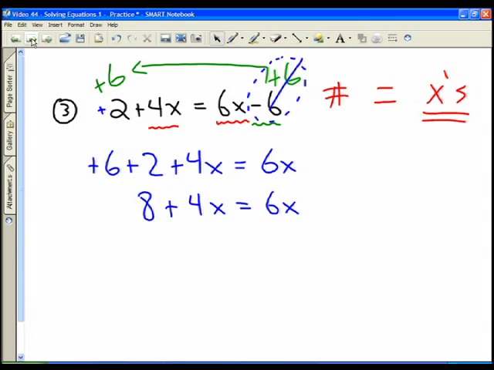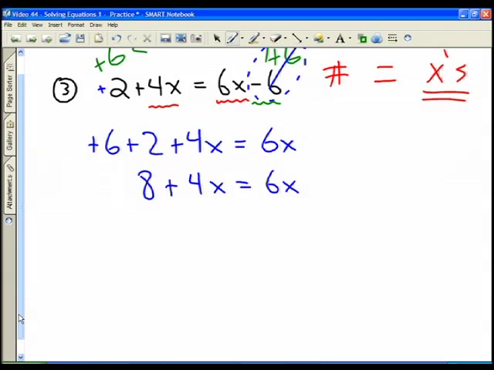And now I have to get all the x's on one side. In order to get all the x's on one side, I've decided the right-hand side is where my x's will be, remember, because I had more x's there to begin with. So I need to get rid of that 4x. I get rid of the plus 4x by subtracting 4x. And I must subtract 4x from both sides. And again, plus 4x minus 4x will always give me 0 whenever I'm moving, right? Just like plus 6 and minus 6 gave me 0 up here.